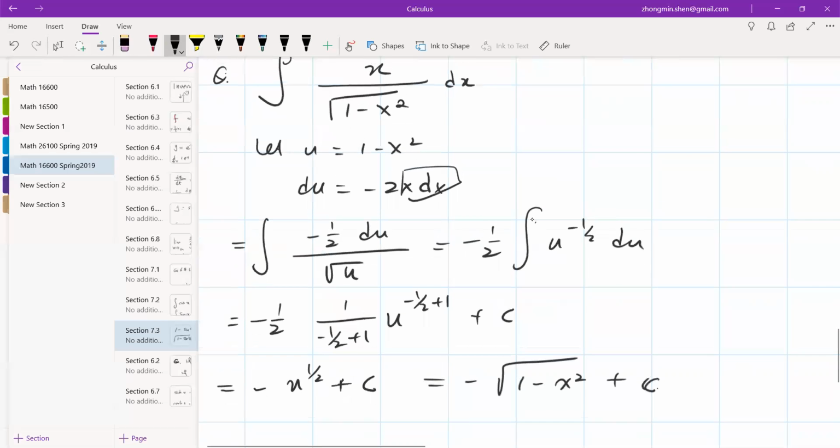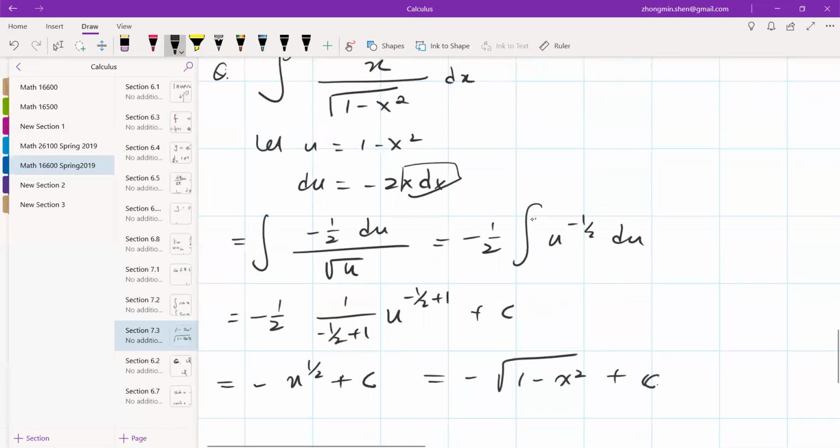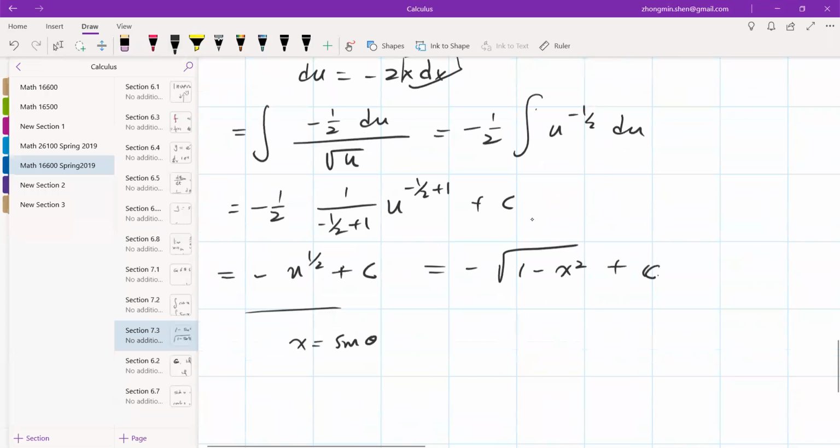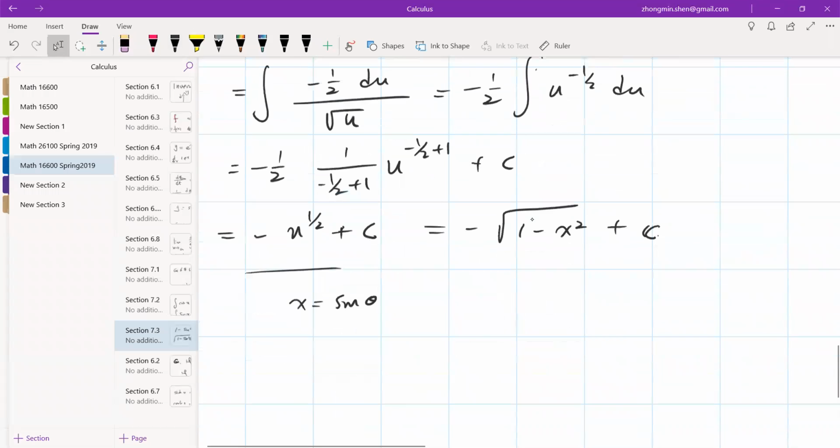Now, some students say, well, okay, I did not know that. I already forgot this type of general substitution. I'm in this section, right? And about trigonometric substitution, I see square root of 1 minus x squared, so I want to try this. Let's see if we can get it. Maybe it works. I don't know yet, right?